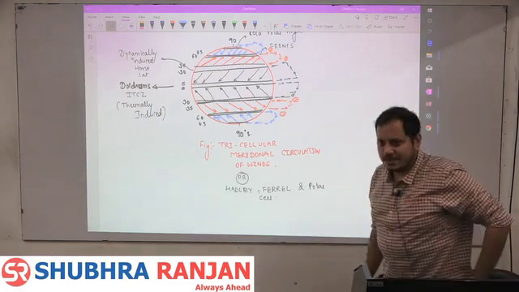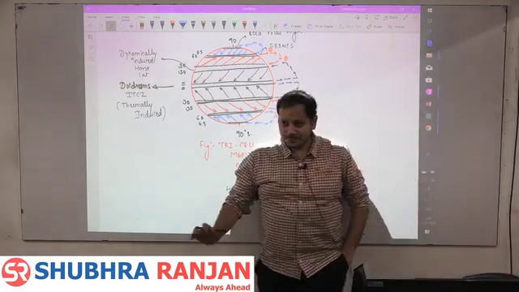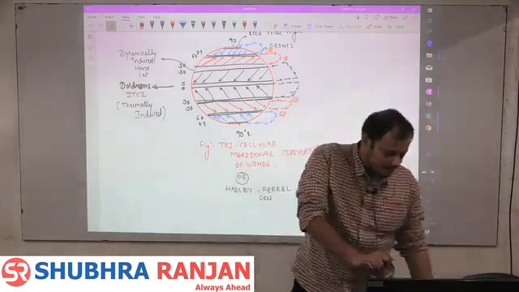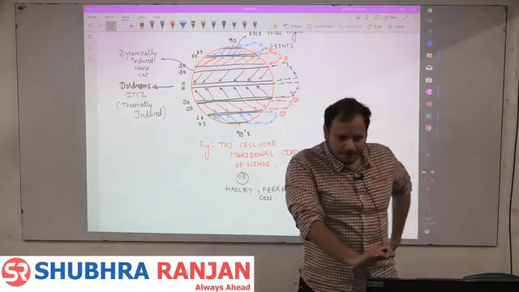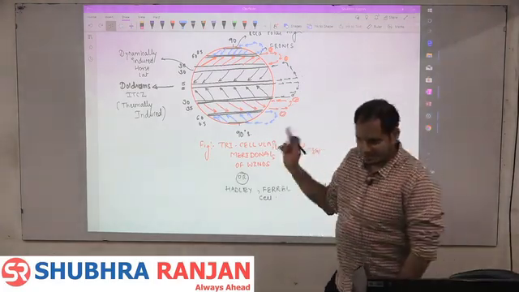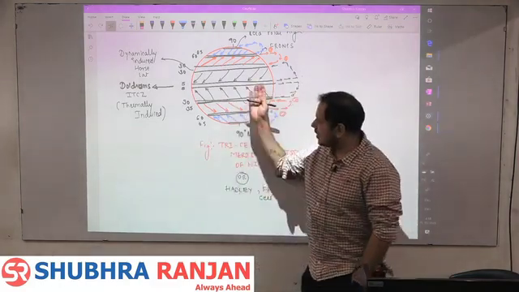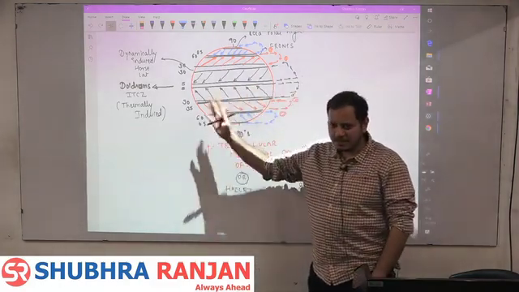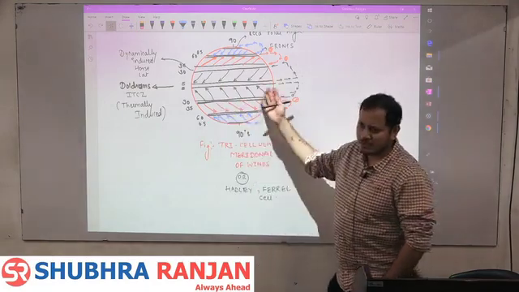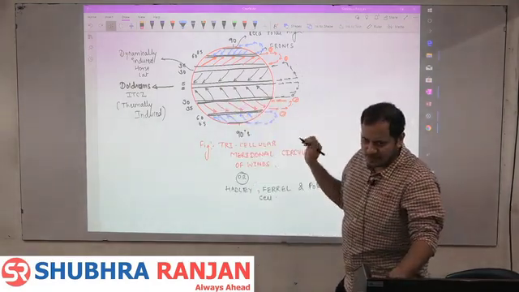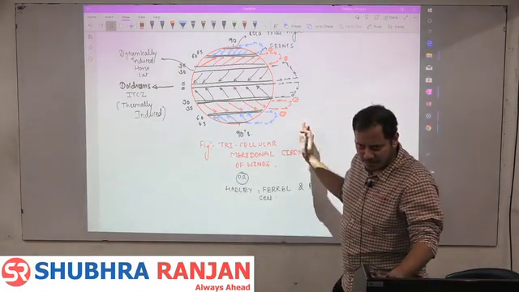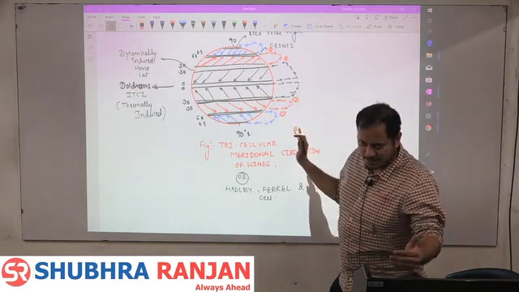Clear with this? Clear with the wind pattern? Any doubts here? Slowly it will get covered more, why it is moving here, how the winds are going, but this is the overall understanding of the subject on the winds. Is everything clear till here? Should I proceed?